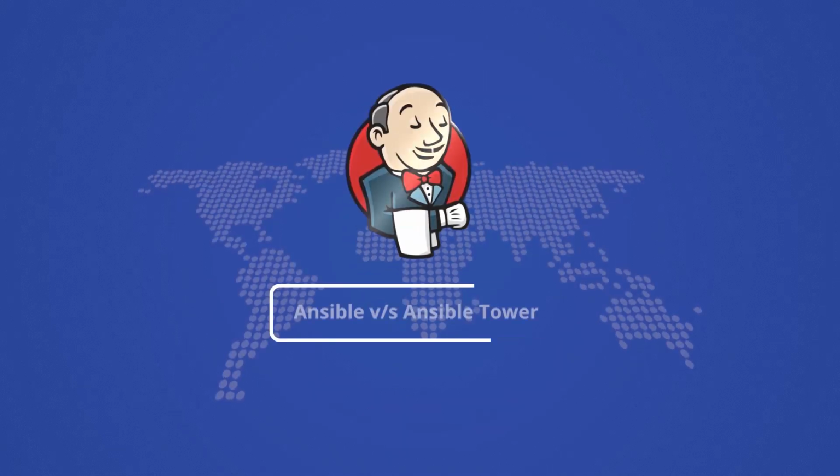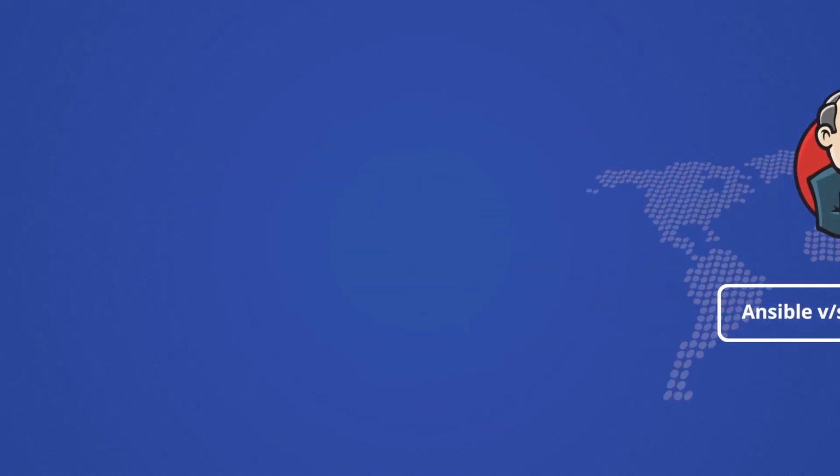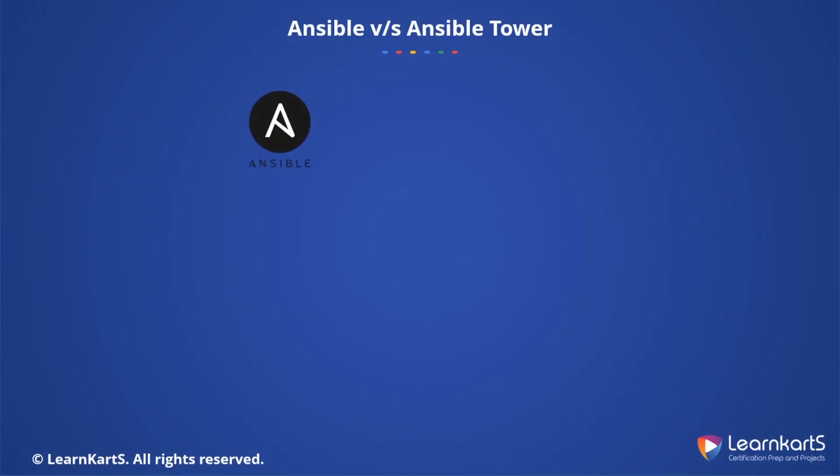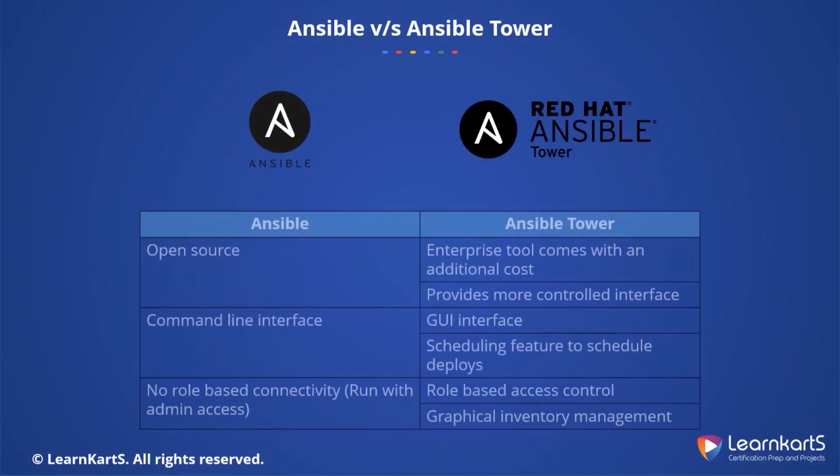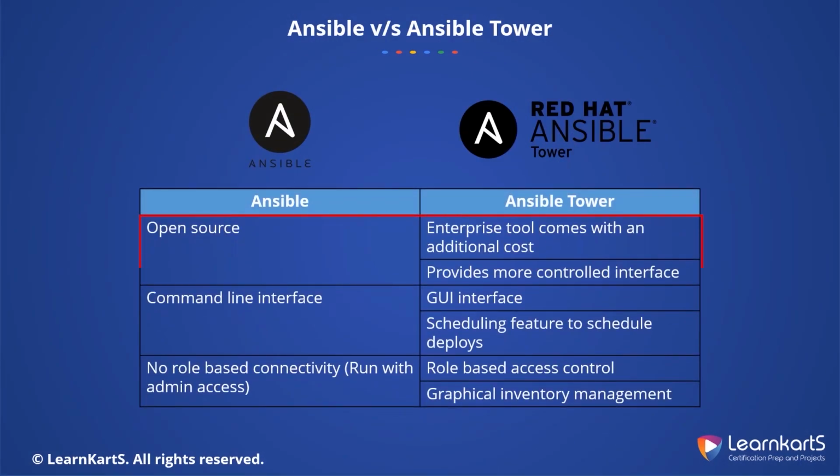Now, what is the difference between Ansible and Ansible Tower? So Ansible is actually an open source version which is available there, but Ansible Tower is an enterprise tool which comes with an additional cost. Now, ultimately, Ansible Tower is also giving us the same core features, but what is the difference?